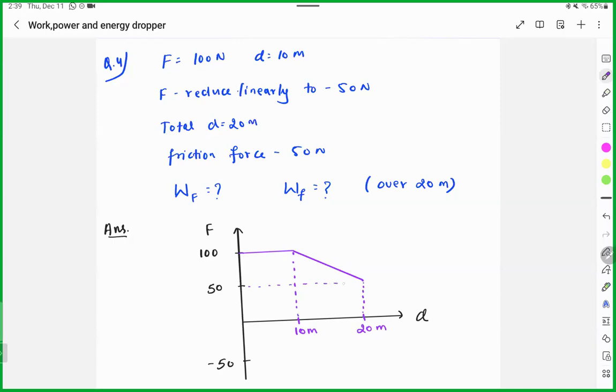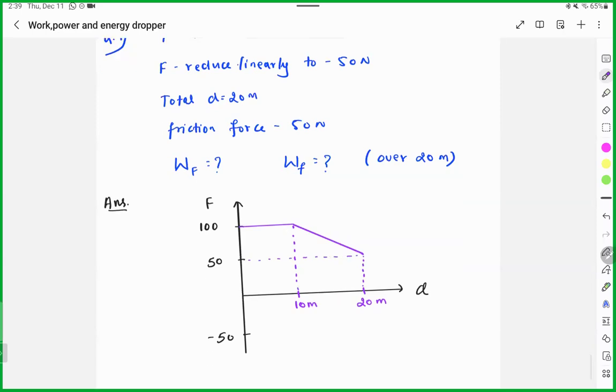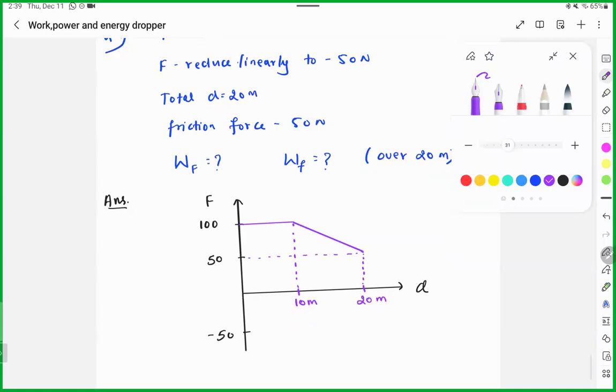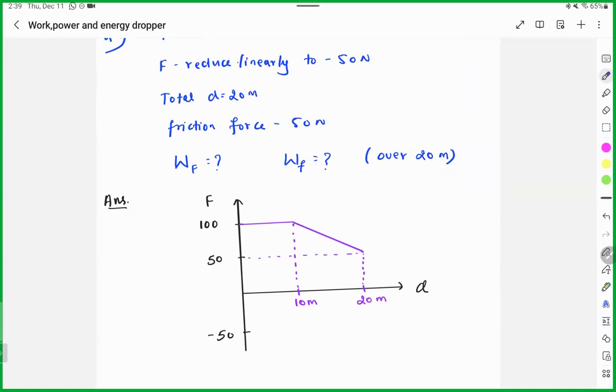You know frictional force acts in the opposite direction. So frictional force will be this, and frictional force will be the same throughout the journey. Correct? This is for F friction. This is for normal F. Correct? Now if you understand this, you can calculate work done.